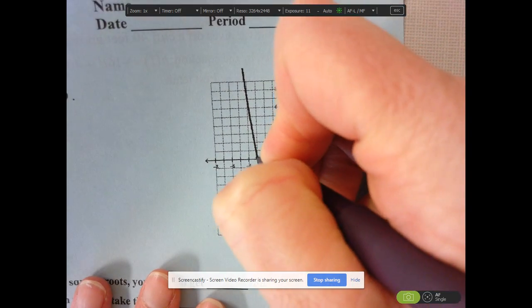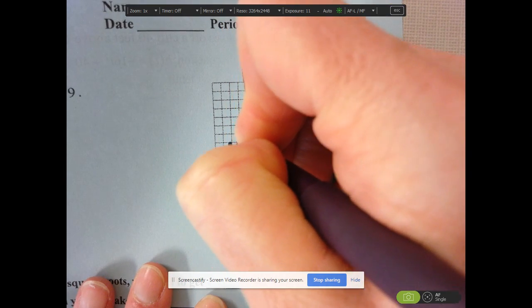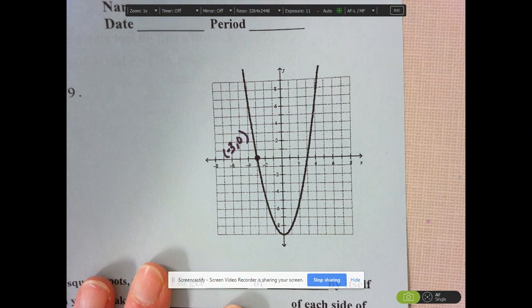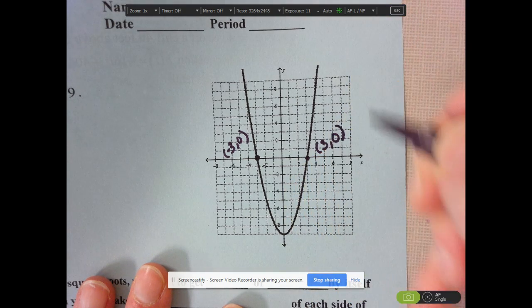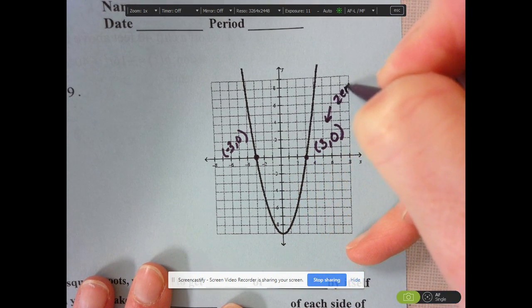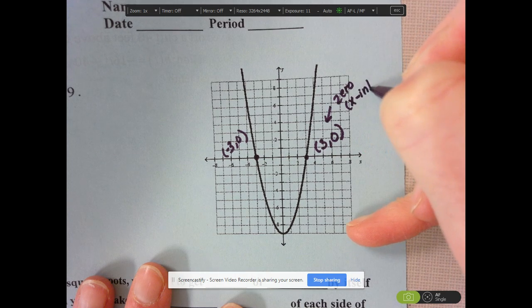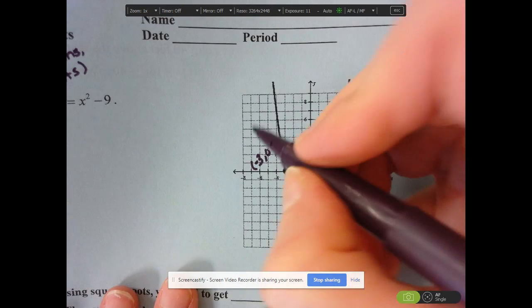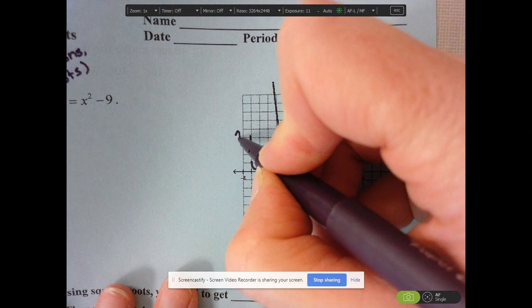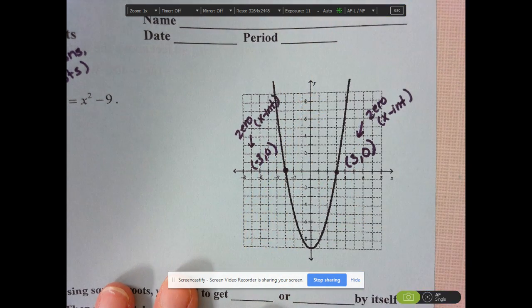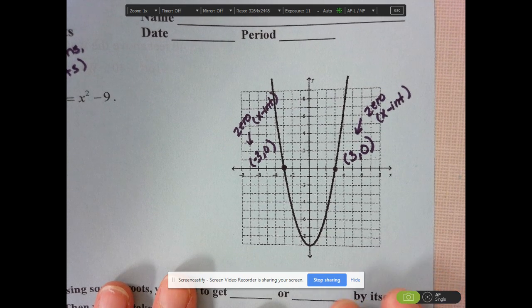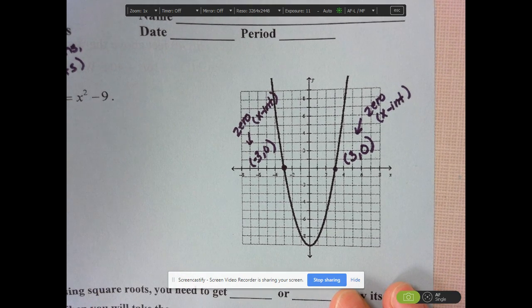Then you're going to look at them and say, hey, the zeros of this function happen to be what? -3, 0. That's this guy right here. And +3, 0. So again, these are our zeros. We know zeros occur on the x-axis, otherwise known as your x-intercepts. You're going to remember that kind of good stuff.